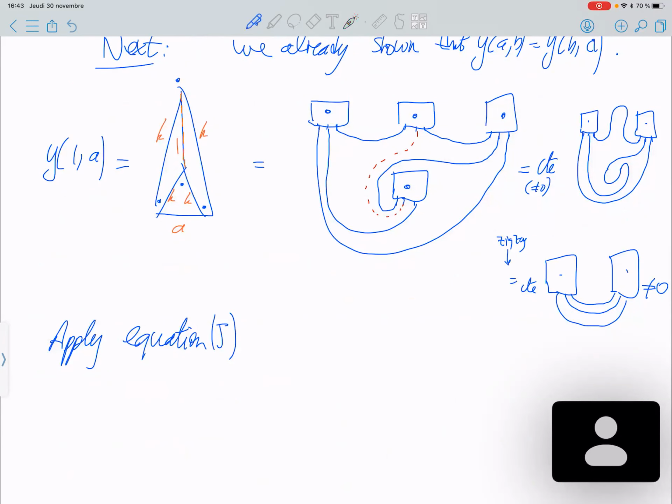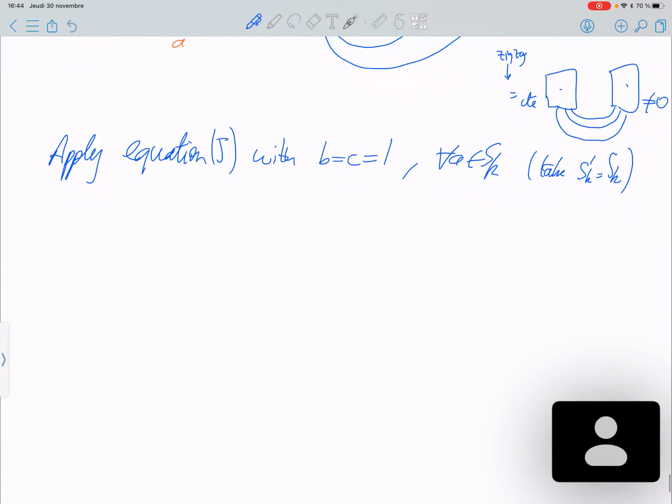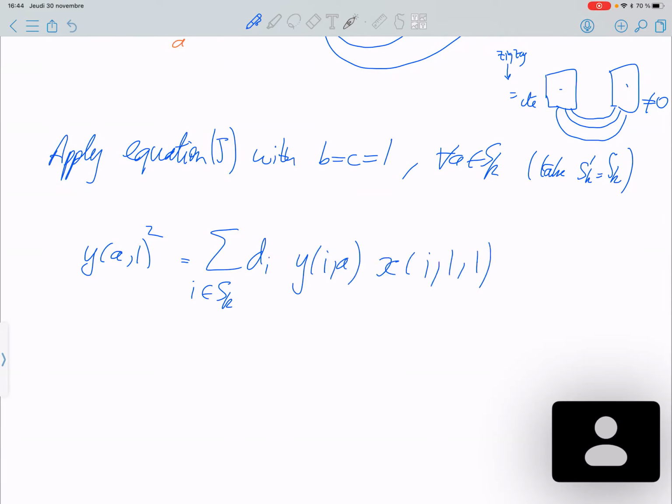Apply this equation with b equals c equal 1 for all a in sk. So take sk prime equal sk, for example. Then b equals c equal 1. So you get ya1 square equal the sum like that of di yai xi 1 1, if I'm not mistaken. Right, b equals c, so equal 1, okay. A, it's okay. It is okay.